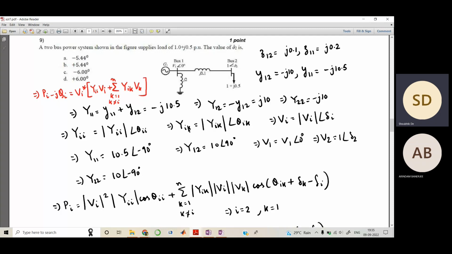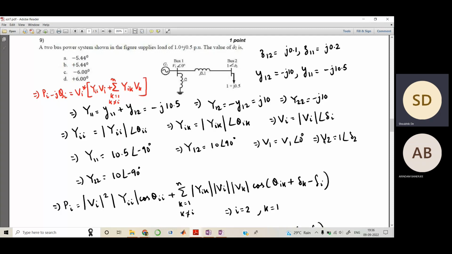Similarly, Yik, where i would be 2 and k would be 1, so this would be Y21. Anyways, Y21 and Y12 are the same, so need not be confused with that. For Y12 or Y21, you look at the magnitude: magnitude is 10, and the angle is, with j, which means your angle is 90.